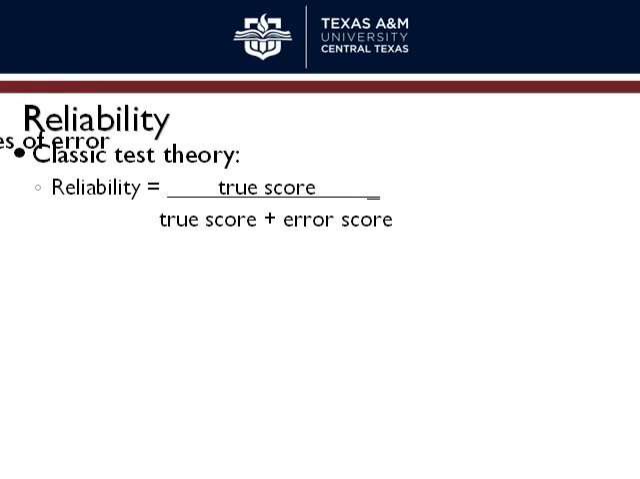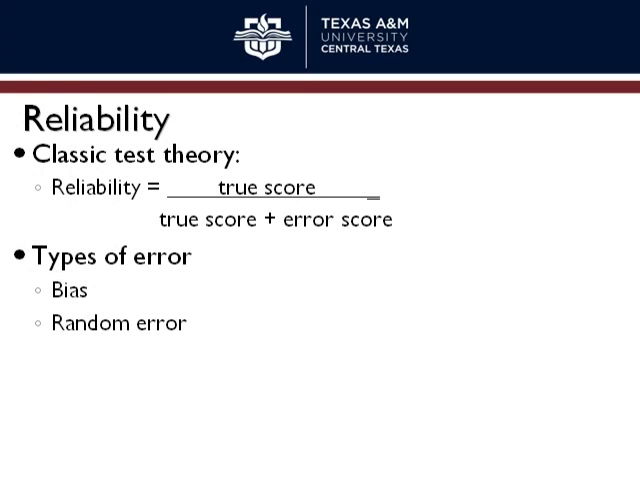Okay. So what about that error? Well, a couple different types of error that we typically see. They are bias and random error. Now, bias, as opposed to random error, is systematic error, right?